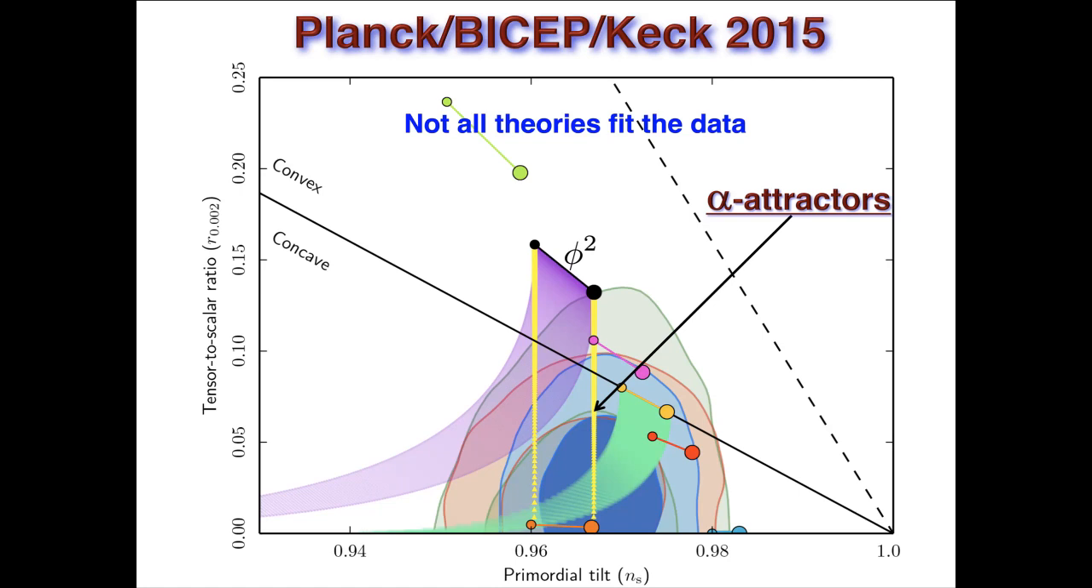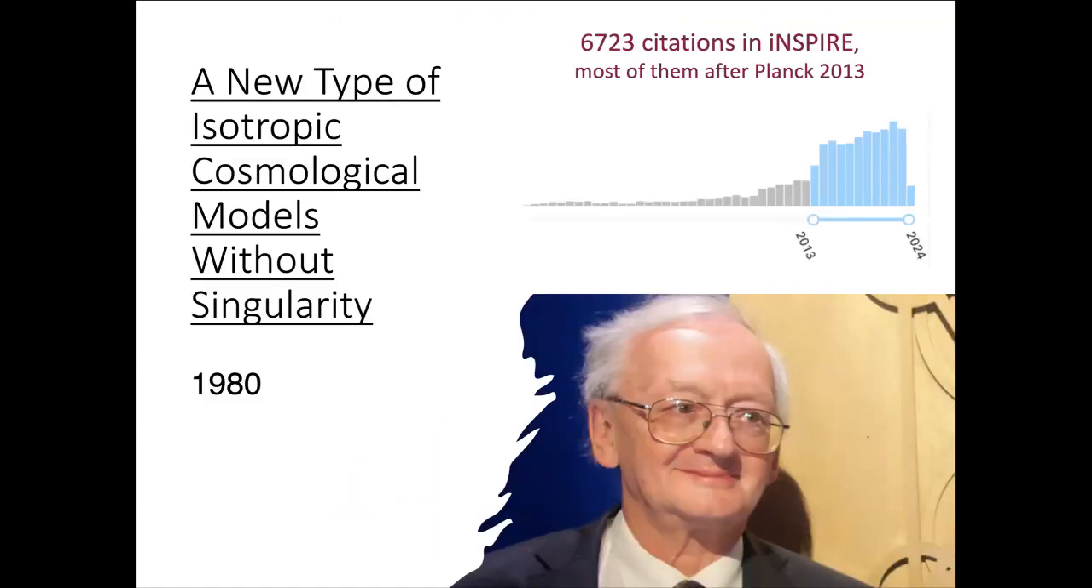And you also see that the whole area is crossed by two yellow lines. The whole region between these two yellow lines can be described by a set of models called alpha attractors, which I will mention later.